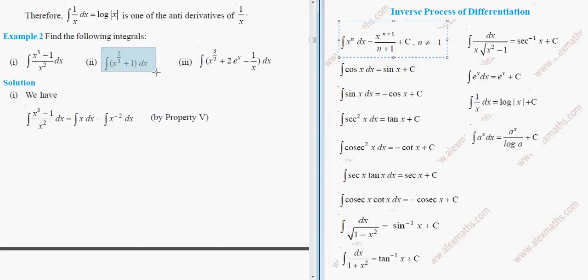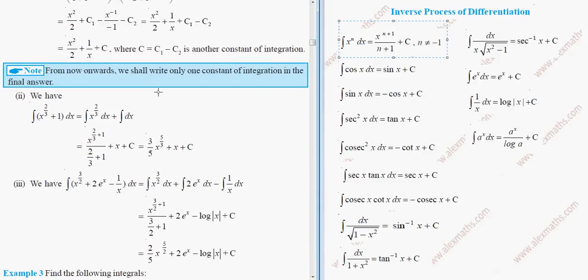This is once again x power n formula. If you apply this formula, we have to put plus 1 in the power. So x power 2 by 3 plus 1 by 2 by 3 plus 1. So totally it will become 5 by 3. So x power 5 by 3 by 5 by 3. That by 5 by 3 is written as 3 by 5. Then the remaining term integration plus c.